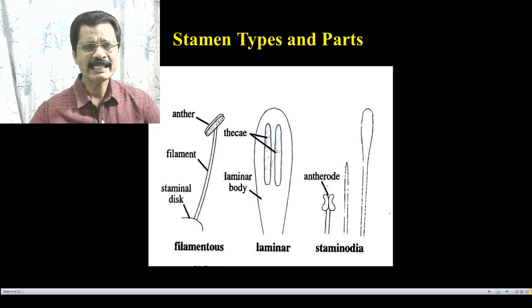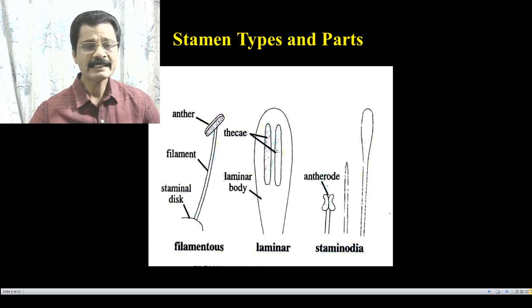See, you can see the filamentous stamens. Filamentous stamens have a slender filament and two bilobed box-like structure, the anther. This is the usual type, and in the case of laminar type, this is a leaf-like dorsiventrally flattened structure having two thecae, two chambers. Inside the chambers, you can see the pollen grains on the adaxial surface, and this type of stamens are called laminar stamens.